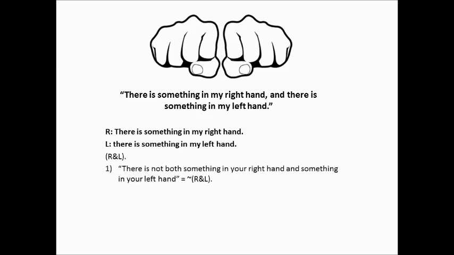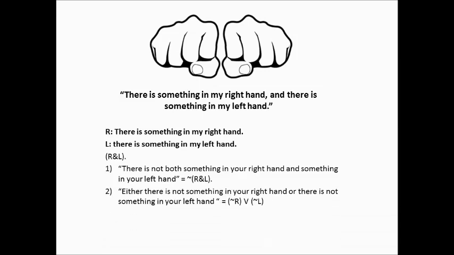So the first approach is to say not both. There is not both something in your right hand and something in your left hand. An equivalent and probably more natural way of putting that is to say either there is not something in your right hand or there is not something in your left hand. These are equivalent statements.